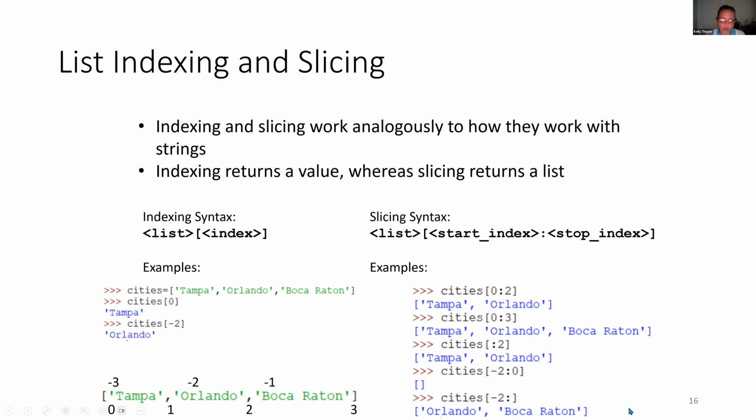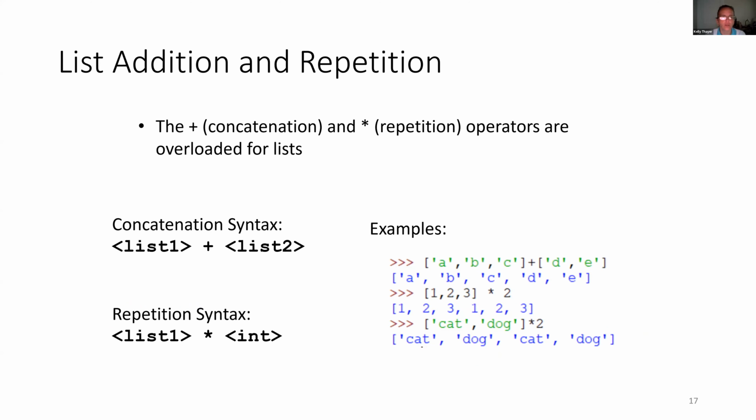So you'll pick up Orlando and Boca Raton in that case. There's also addition and repetition, the plus for concatenation and the star for repetition. They're operators that are overloaded for lists, so we can do concatenation of 2 lists. So here's an example of ABC and another list having D and E, and it will simply just join all the lists together in the order of which they were added.